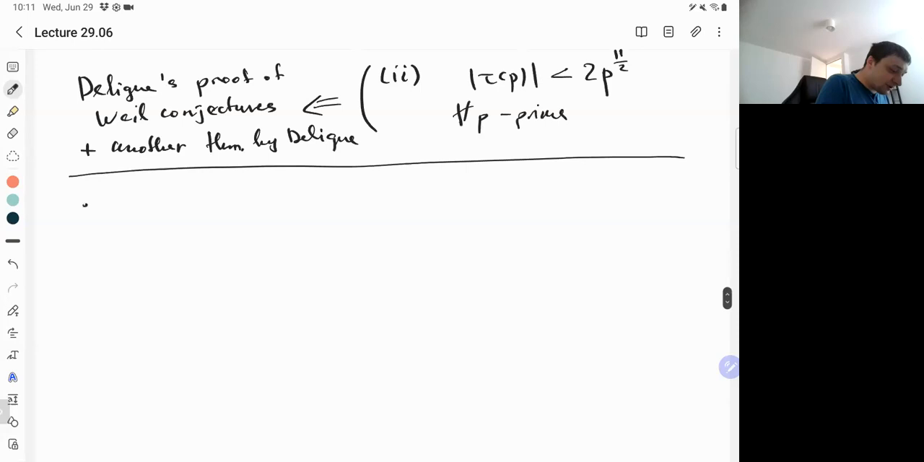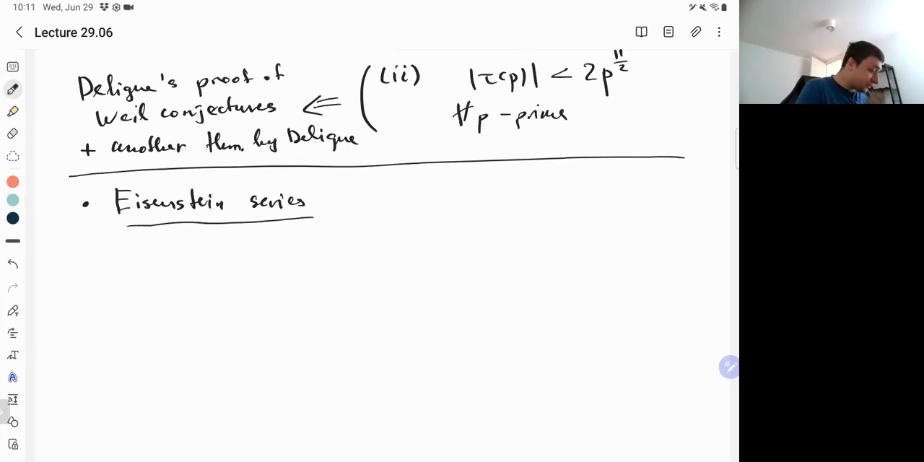Okay, so now next I want to fill in the gap. Last time I defined Eisenstein series, and I said that they're modular, but I didn't explain why. In fact, the definition I gave is, in a sense, not the right definition. I want to prove now that they're modular, and the right definition is the following.